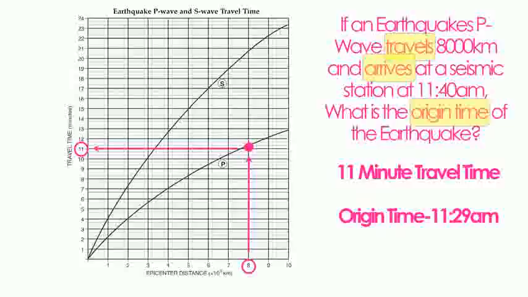The P wave arrives at 11:40 to you, which is 11 minutes later. And through the course of that, it would have traveled 8,000 kilometers.